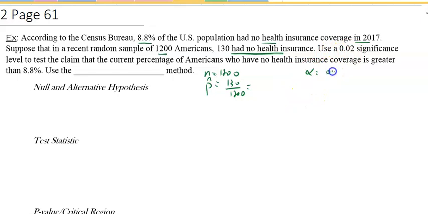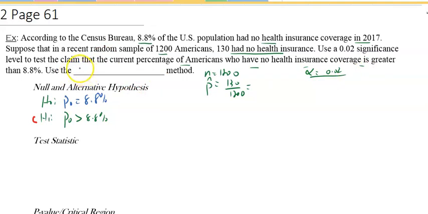And here they changed the alpha to a 0.02 significance level to test the claim. Here's the null hypothesis. Here's the alternative hypothesis. Test the claim that the current percentage of Americans who have no health insurance is greater than 8.8%. So it's important to see where the claim is. During our test, either we're going to accept or we're going to reject the null hypothesis. Remember, the null says, you know what, it didn't change. It's still 8.8%. Well, based on the sample of 1,200, do you agree or disagree? Let's see how this plays out.